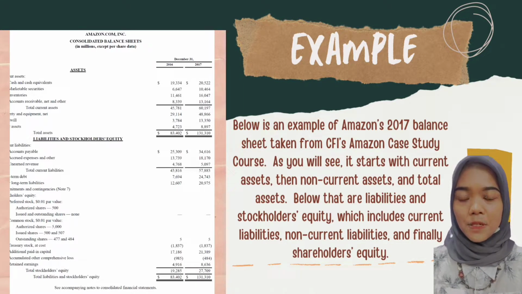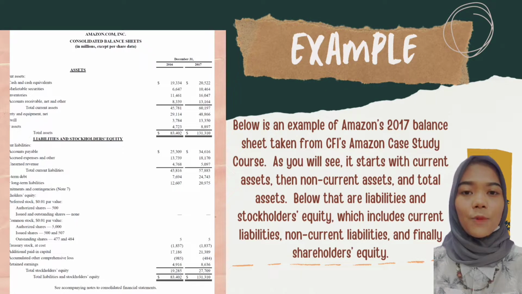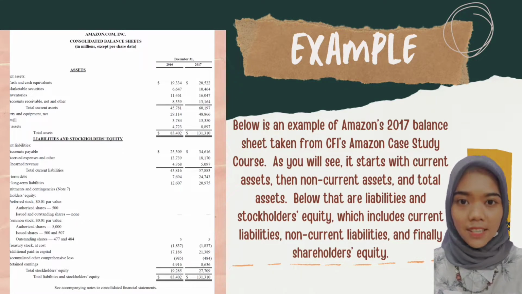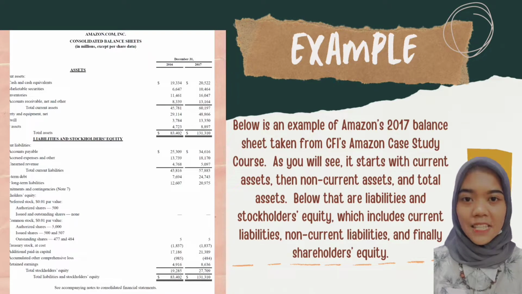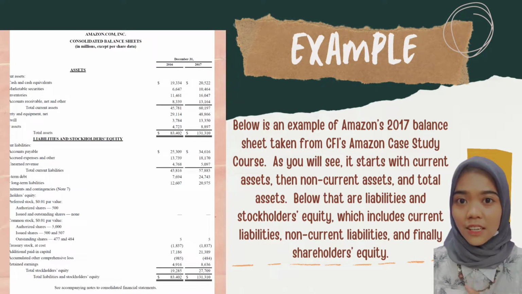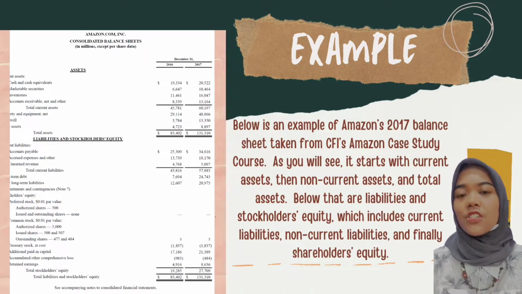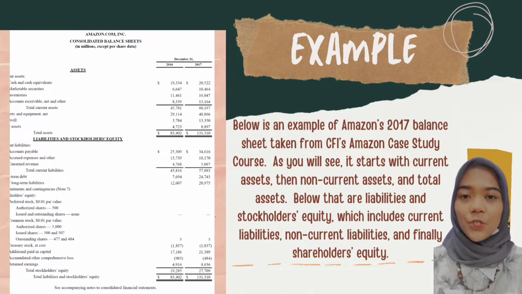Below is an example of Amazon's 2017 balance sheet taken from CFI's Amazon case study course. As you will see, it starts with current assets, then non-current assets, and total assets. Below are liabilities and stockholders' equity, which include current liabilities, non-current liabilities, and finally, shareholders' equity.